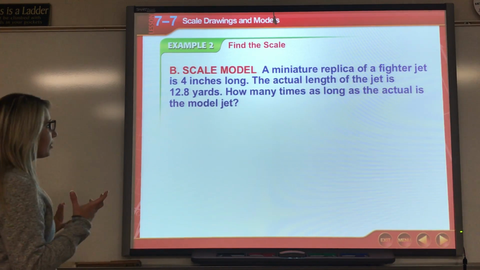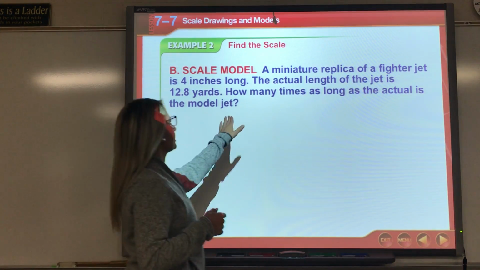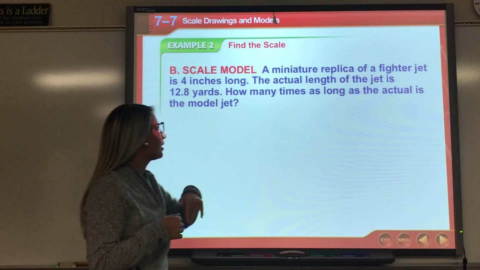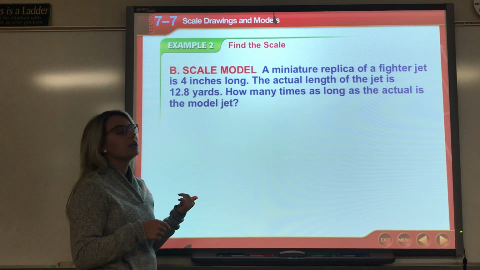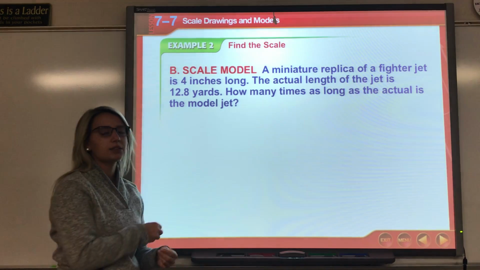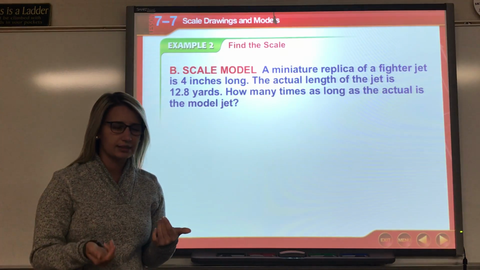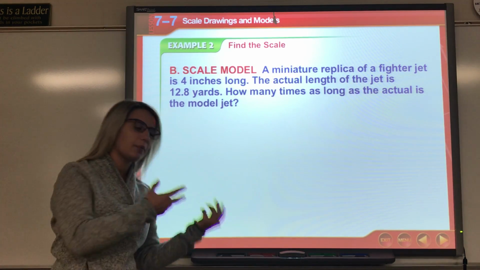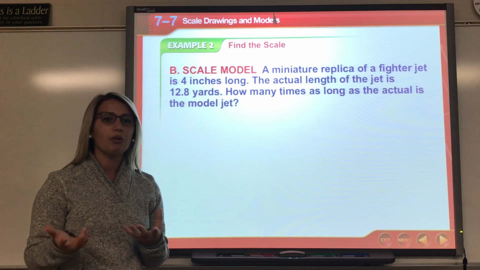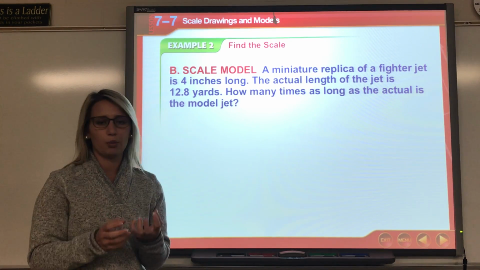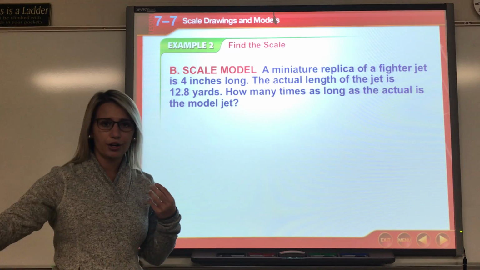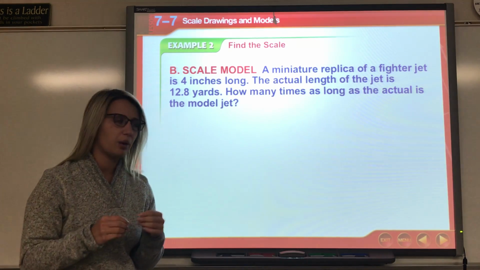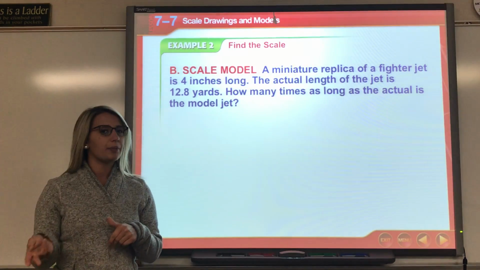Okay, same thing, but now the question is a little different. It says, how many times as long as the actual is the model jet? In our last question, it was asking us about the scale, and we had some inches to some yards. Now we want to know just a number. We're not asking for an amount of units, we're asking for a number. How much longer is the actual than the small one? So we're going to have to do a little bit of converting here.